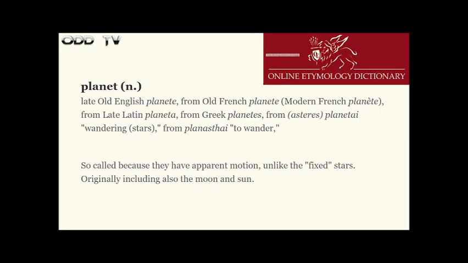Now let's talk about planets. People always ask me, why is Earth the only planet that's flat? And it's simple, really. It's because Earth is not a planet. Planets were known to the ancients as wandering stars.